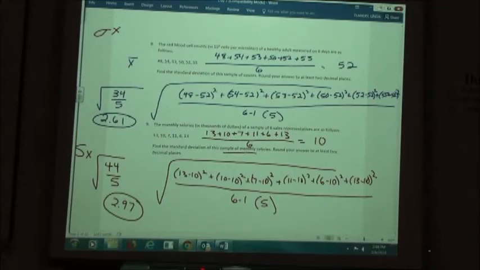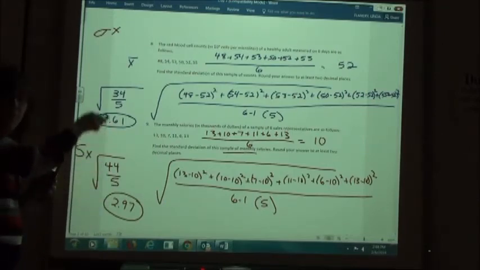So try them on your paper and pencil, and check them with your calculator if you'd like. That way you know if you're getting the right answers.